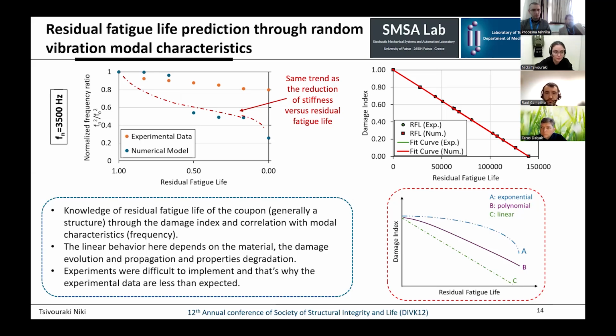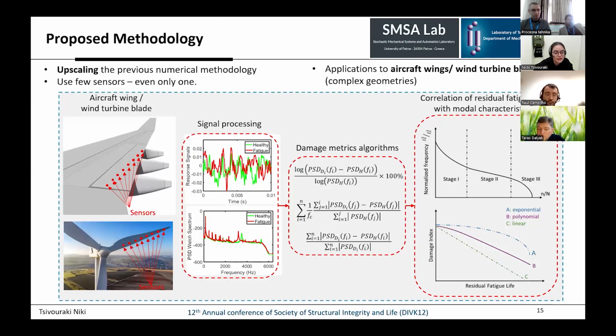So, as I said in the beginning, the gap in the present literature is the development of a general numerical methodology for prediction of the residual fatigue life and strength of thermoplastic composite materials, considering progressive fatigue damage. And exactly this is proposed here: a numerical methodology of residual fatigue life assessment for complex geometries such as aircraft wings or wind turbine blades.